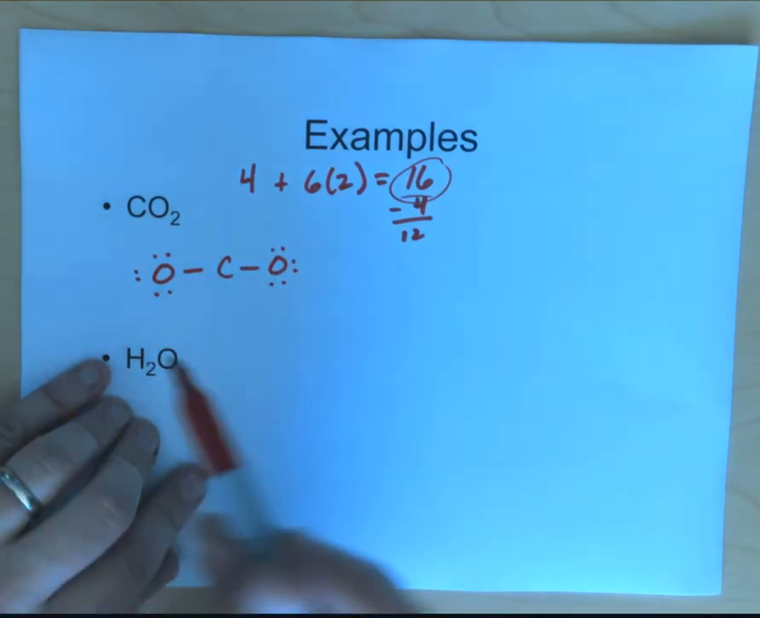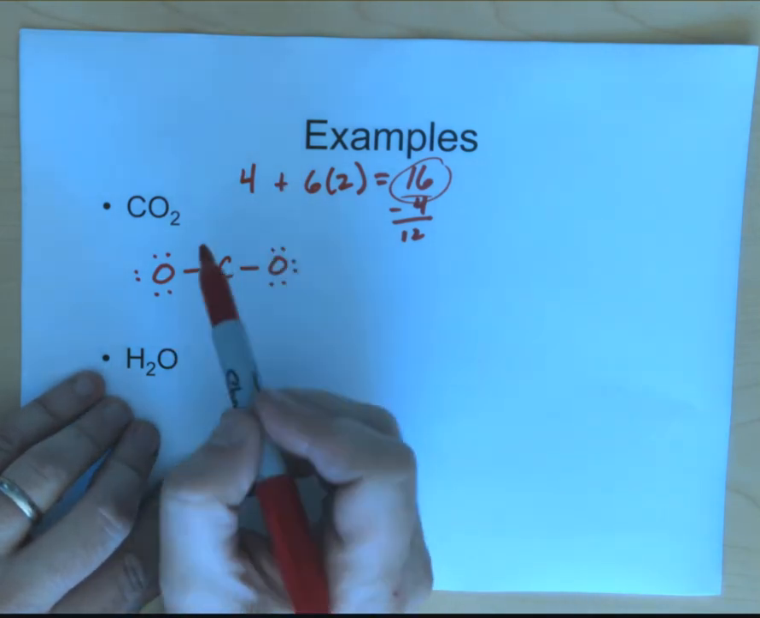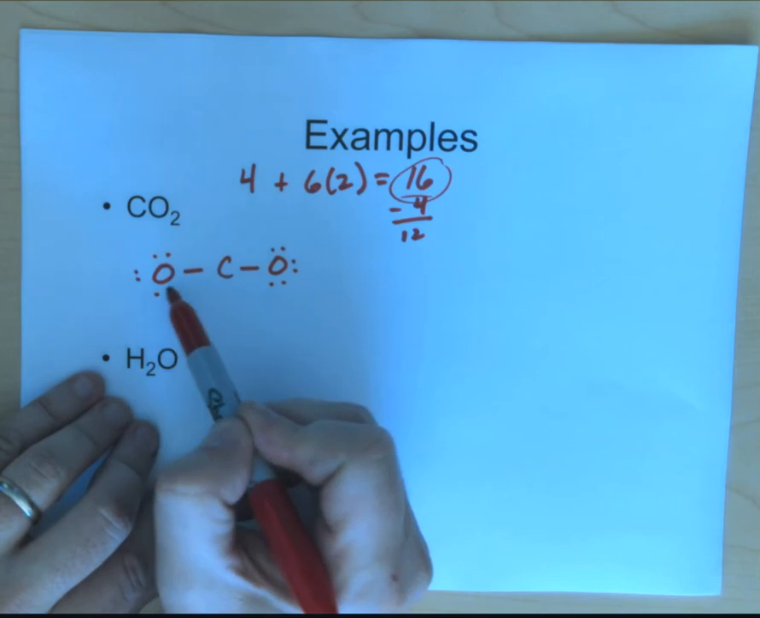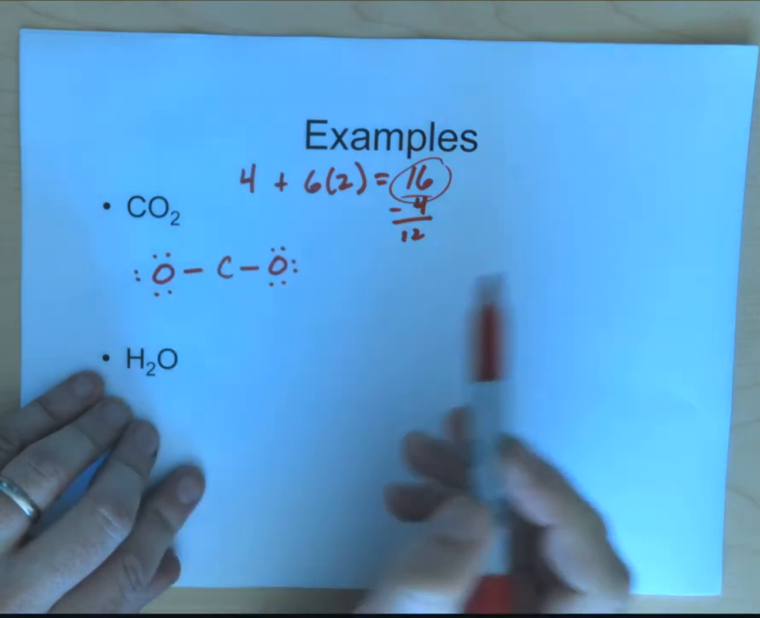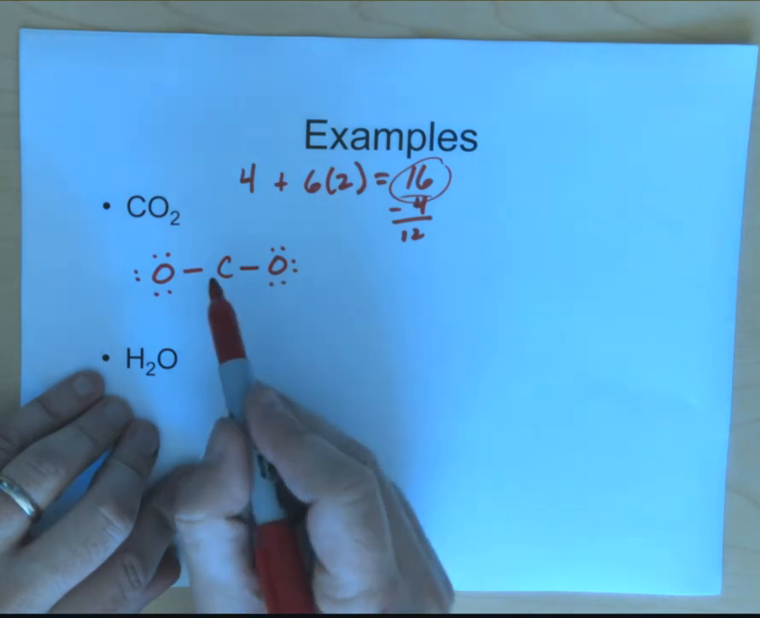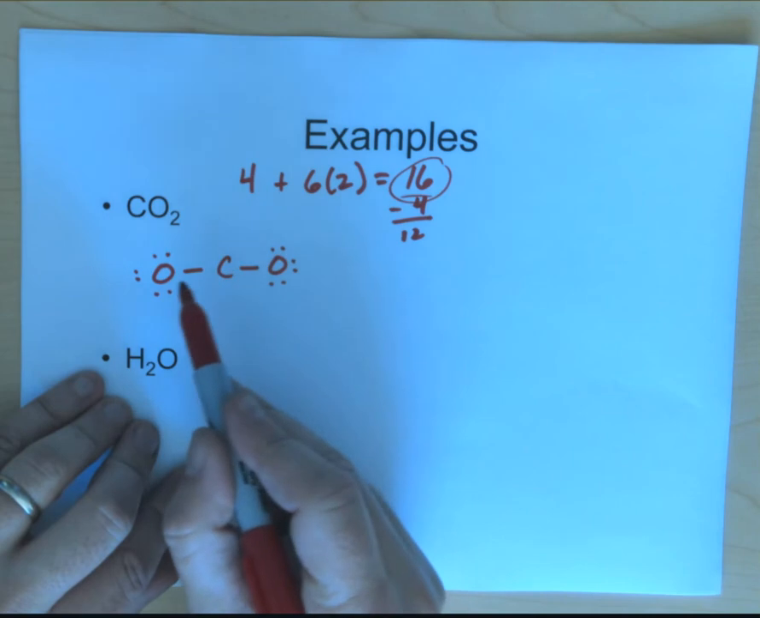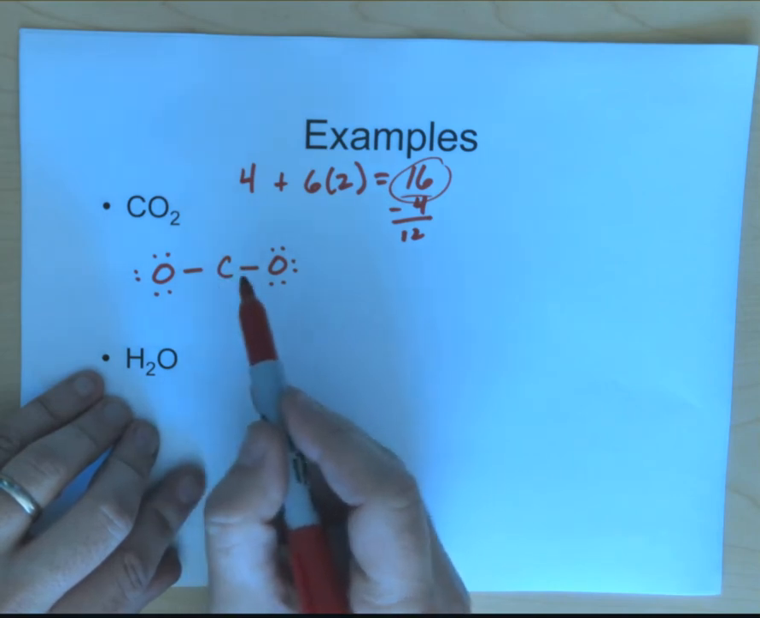So that's good. Now I have to check to make sure every atom has access to 8. So when I look around oxygen, I see 2, 4, 6, 8. Don't forget those 2 electrons in the bond count. And 2, 4, 6, 8. Beautiful. But carbon only has the 2 bonds. Carbon has 4 electrons. So it needs 4 more.